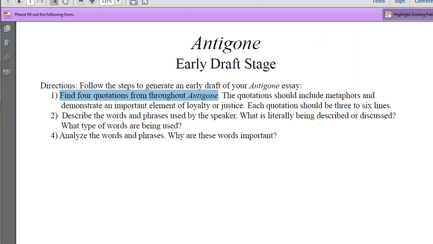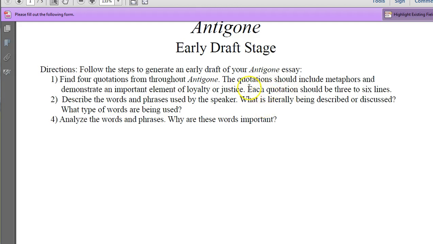A quotation should include metaphors and demonstrate important elements of loyalty or justice. Each quotation should be 3 to 6 lines. I know that's really simple, and everybody's sitting there going, duh, I can get 3 to 6. It is probably the most common oversight I've seen throughout the years: that people get quotations that are too short.